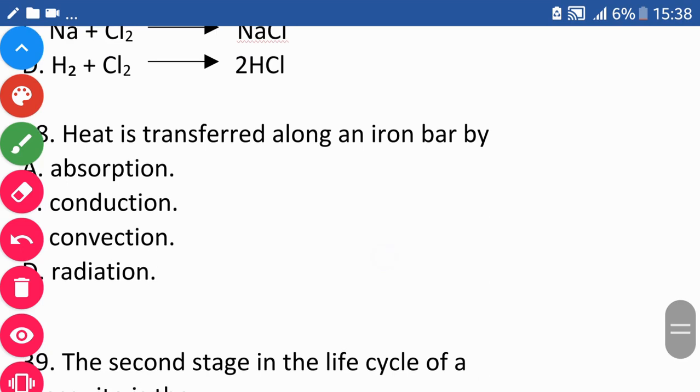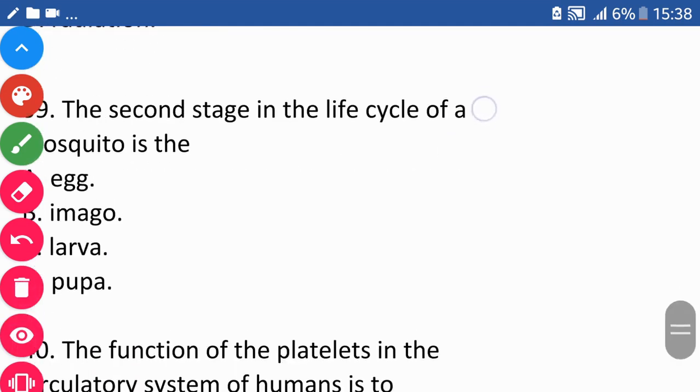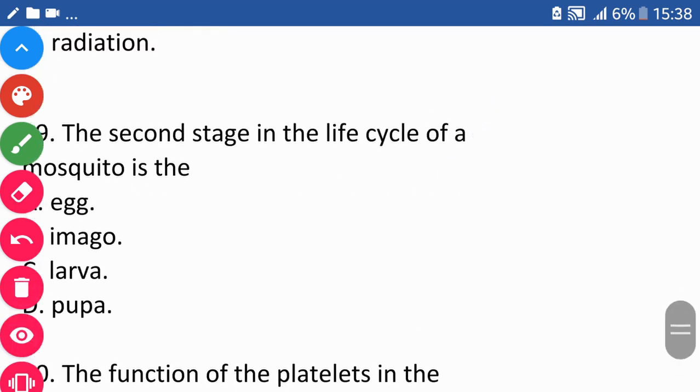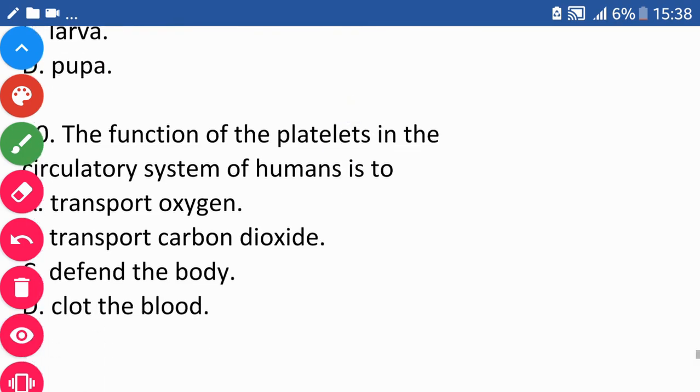Heat is transferred along an iron bar by conduction. The second stage in the life cycle of a mosquito is the larva. The egg, the larva, the pupa, and the adult. So the larva, C. The function of the platelets in the circulatory system of humans is to clot the blood.